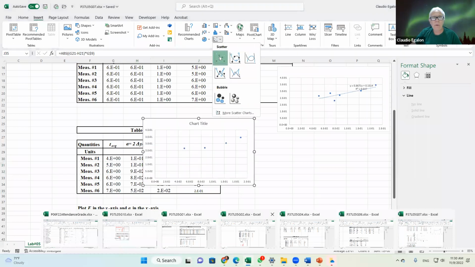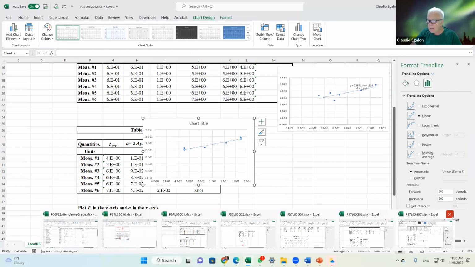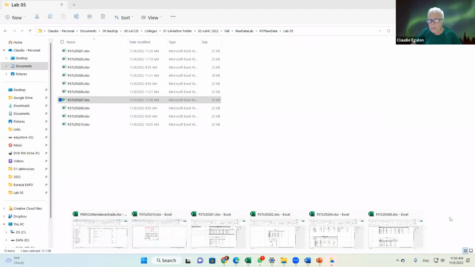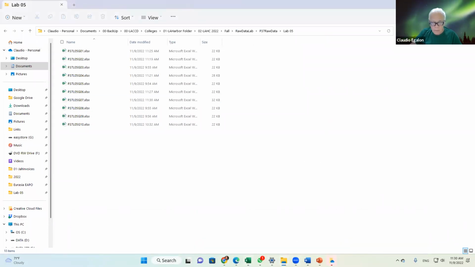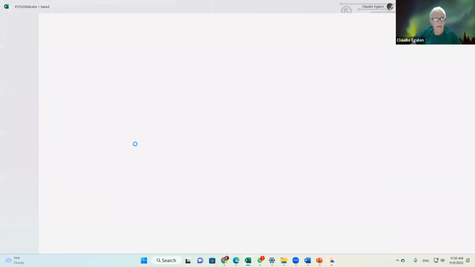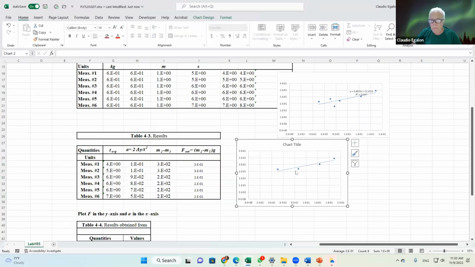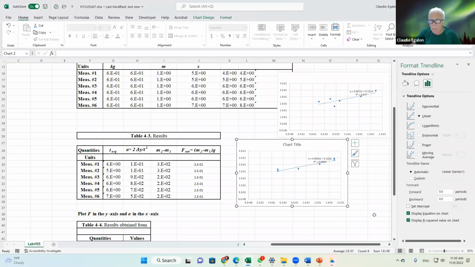Insert. Trend line. Oh, I did something I was not supposed to do. Group 7. Yeah, here you go. Good one. Yeah, it doesn't help.